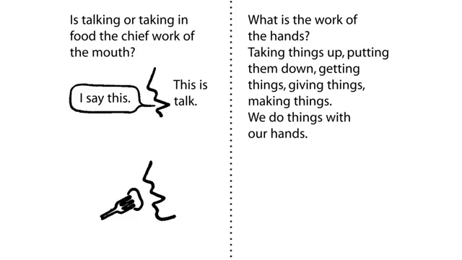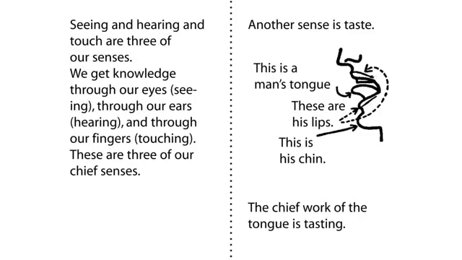What is the work of the hands? Taking things up, putting them down, getting things, giving things, making things. We do things with our hands. Seeing and hearing and touch are three of our senses. We get knowledge through our eyes, seeing, through our ears, hearing, and through our fingers, touching. These are three of our chief senses.